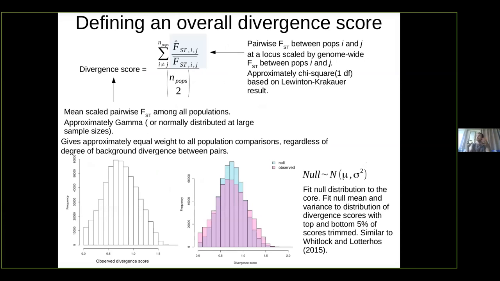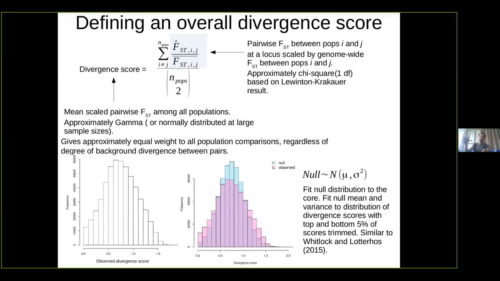So I've been doing a divergence scan across the radiation, using this divergence score to find outliers, which is really just the pairwise FST between the many, many pairwise population comparisons. That has some appealing properties because if the comparisons are pairwise, you eliminate a lot of assumptions, and them being chi-square distributed is fairly well met, I found. So the mean of those is approximately gamma distributed, and with larger sample sizes, normal.